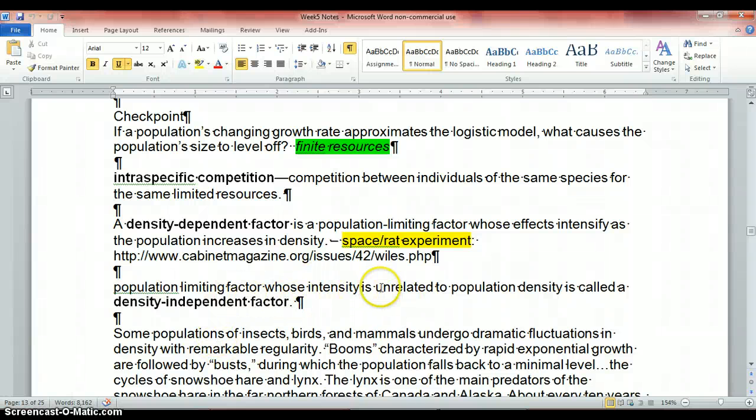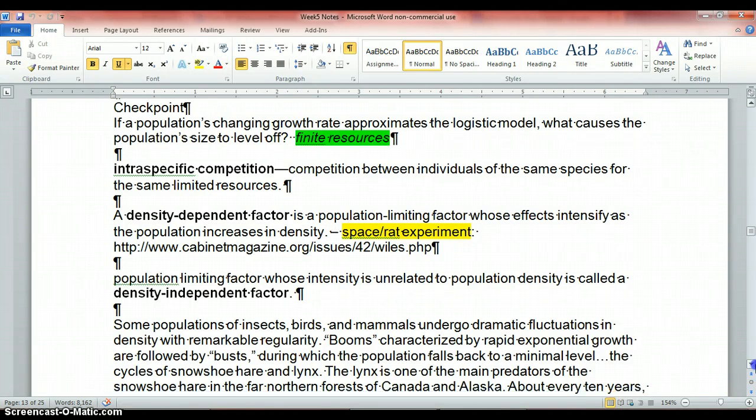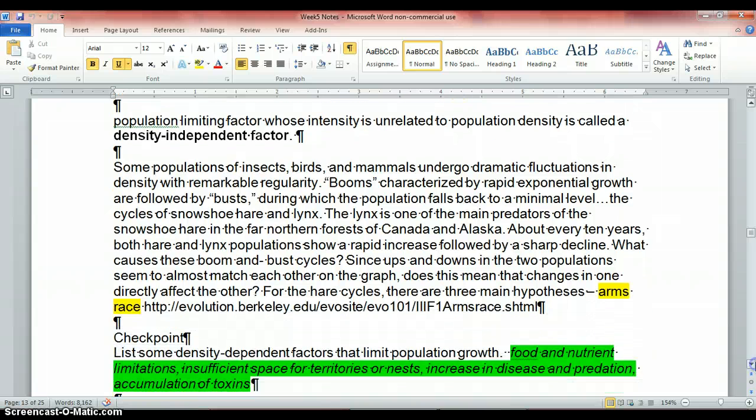A population-limiting factor whose intensity is unrelated to the population density is called a density-independent factor. So it doesn't matter, it's always going to be a factor. Some populations of insects, birds, and mammals undergo dramatic fluctuations in density with remarkable regularity. These are called booms and busts. During the bust, the population falls back to a minimal level, right? The cycles of the snowshoe hare and lynx are your classic examples. Lynx is one of the main predators. Every 10 years, both hare and lynx populations show a rapid increase followed by a sharp decline.